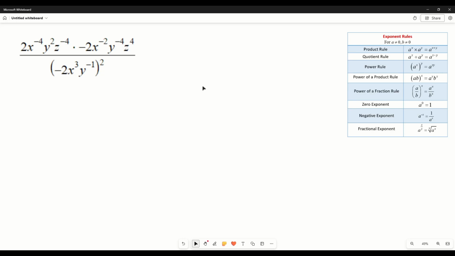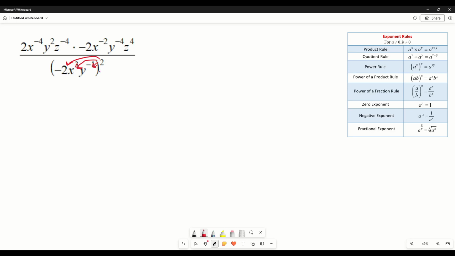I also have this chart on the top right, the exponent rule. So when I mention an exponent rule, you can see what rule I am mentioning. The first thing I would do is distribute this 2 right here, okay? And we're squaring this, okay? We could distribute this 2 into each of these variables and or numbers, okay?